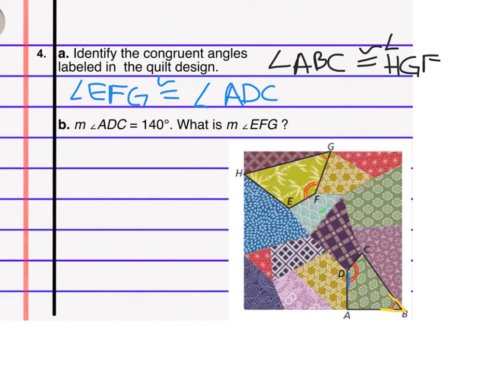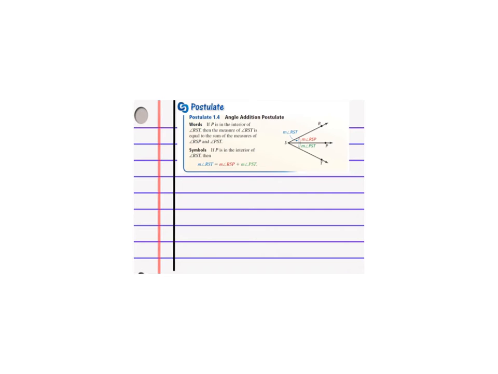It says angle ADC, let's find that. Angle ADC right here is 140 degrees. What is EFG? Since they're both congruent, congruent means equal, that is also 140 degrees. What do we have next?